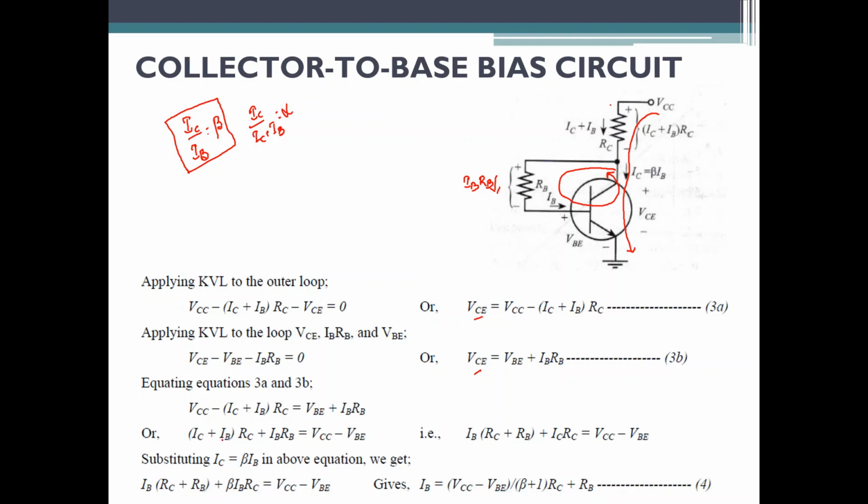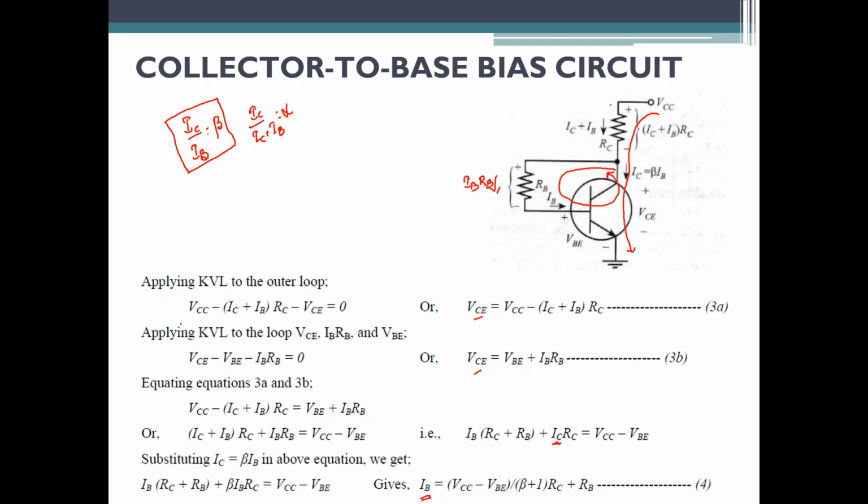You write (IC plus IB) into RC plus IB into RB is equal to VCC minus VBE. VBE, as you all know, is 0.7. After that you segregate the term IB and you get this equation. Finally you substitute for IC. IC is equal to beta into IB, because IC is what? Beta into IB. So in the same equation, you substitute for IC. So it becomes IB into (RC plus RB) plus beta into IB into RC equal to VCC minus VBE. From that you get the equation for IB, as you have done in the previous case.